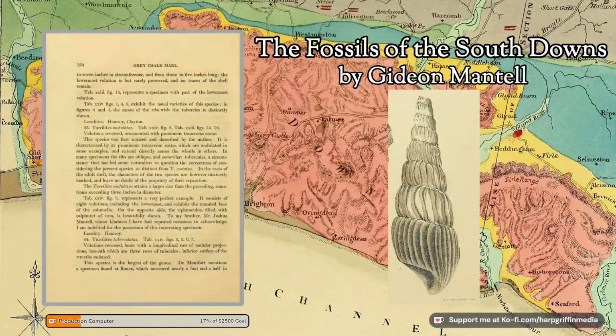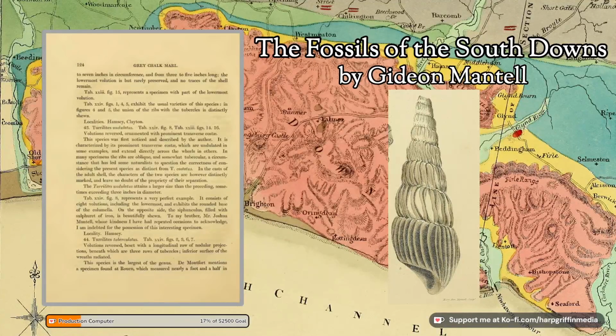question the correctness of considering the present species as distinct from T. costatus. In the casts of the adult shell, the characters of the two species are, however, distinctly marked, and leave no doubt of the propriety of their separation. The Turrilitis undulatus attains a larger size than the preceding, sometimes exceeding 3 inches in diameter.